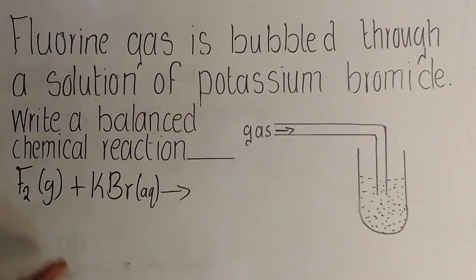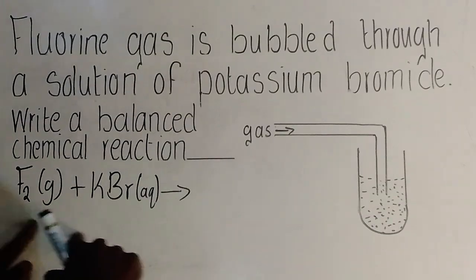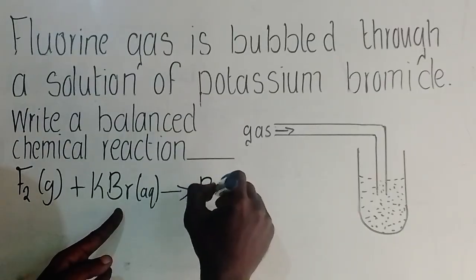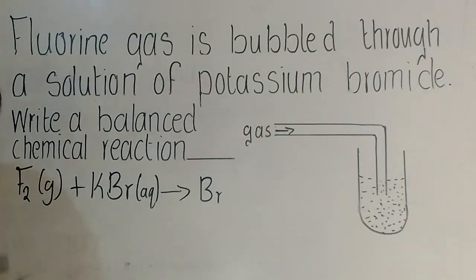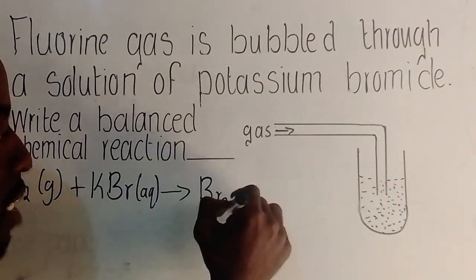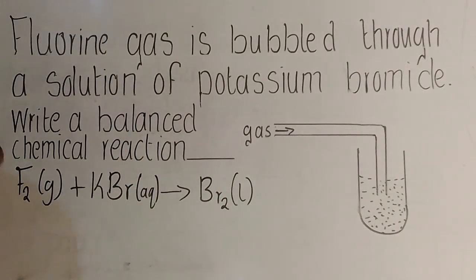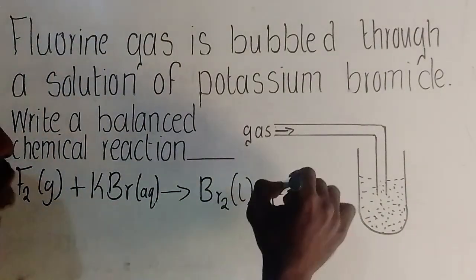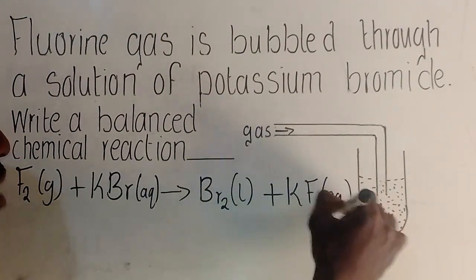Now, since we know that fluorine is more reactive than bromine, then this bromine will be replaced. Meaning that now this one will come here, then this one will come there. So we're going to say like this. Now you must understand that bromine in its natural state occurs as a diatomic, meaning there are 2 atoms like this. So you put a what? A liquid. Because of the presence of a solution, meaning there was water. So now you say plus. Now what is going to be formed here? It will be potassium fluoride, like this. So aqueous state like this.